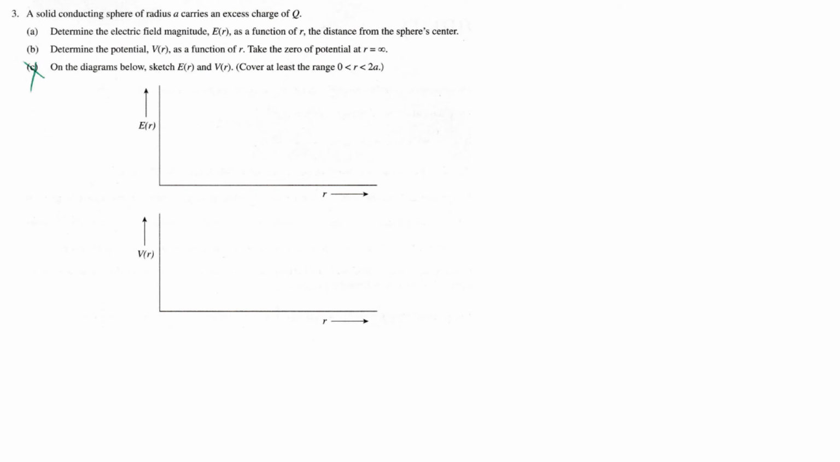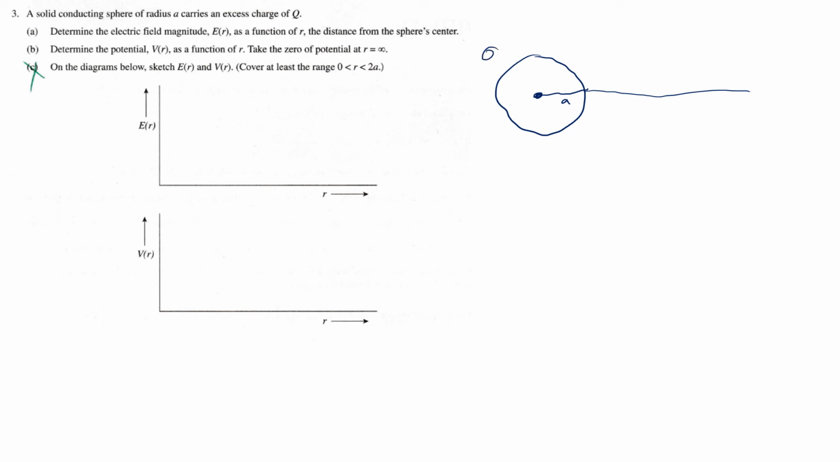The solid conducting sphere of radius A carries an excess charge of Q. Isn't that fun? Determine the electric field magnitude E(r) as a function of r, distance from the sphere's center. All right, so here's what's going on. We're going to draw a cross section here. Beautiful sphere. Here's the center. Now, a solid sphere has a radius of A, so this is A, and then it's going to keep going for our graph here. That's why they didn't pick R, which is kind of silly, but yeah, whatever. They do what they do.